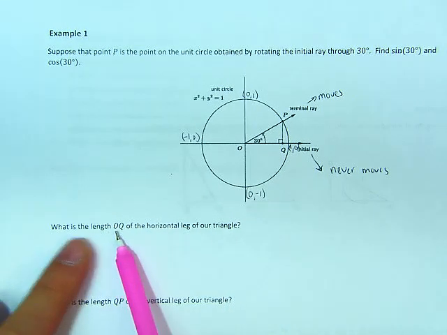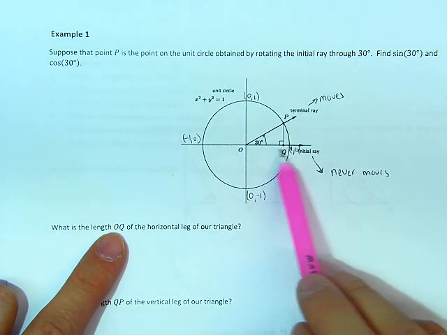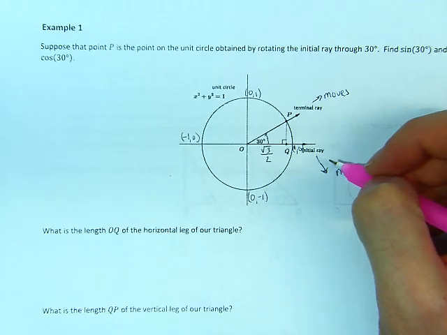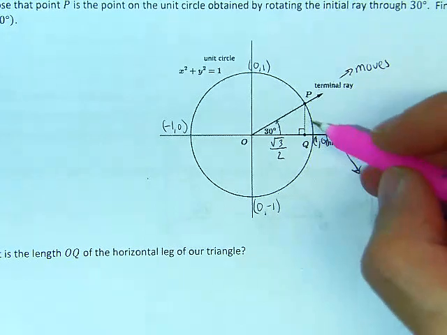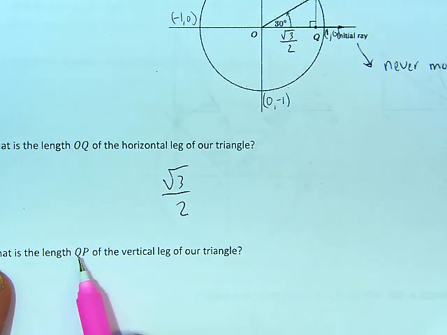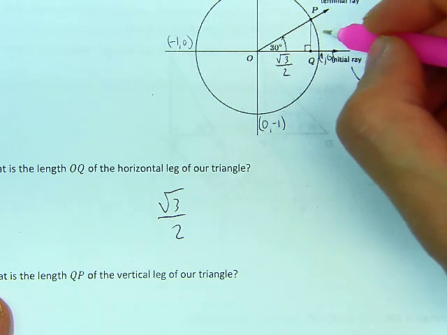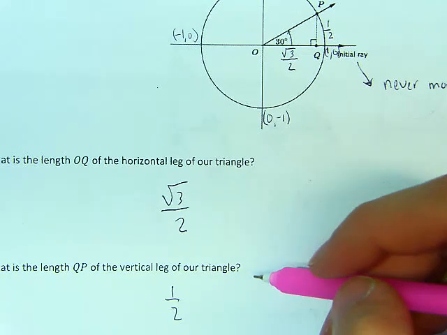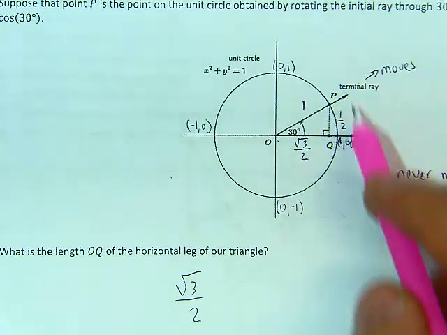Here it says, what is the length of OQ, the horizontal leg of our triangle? They're talking about this OQ. And from our special triangle, it's just square root of 3 over 2, right? This is the length from here to here. You have to use those special triangles. Here, what is the length of QP, the vertical leg of our triangle? This is 1/2, using our special triangle. And remember, the distance from O to P is 1, because the radius is 1.